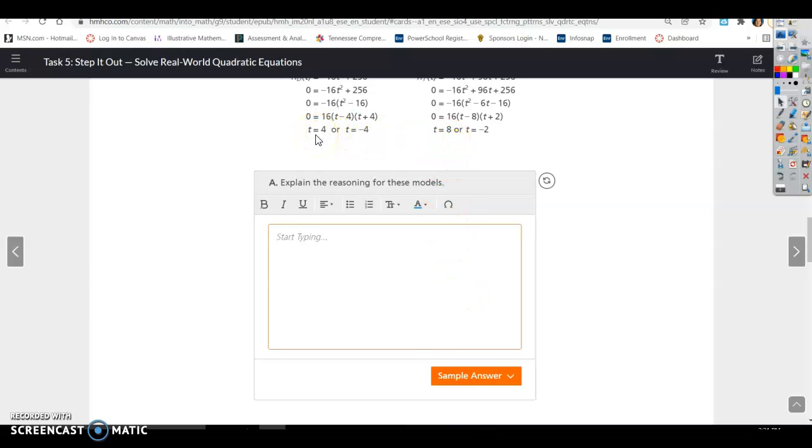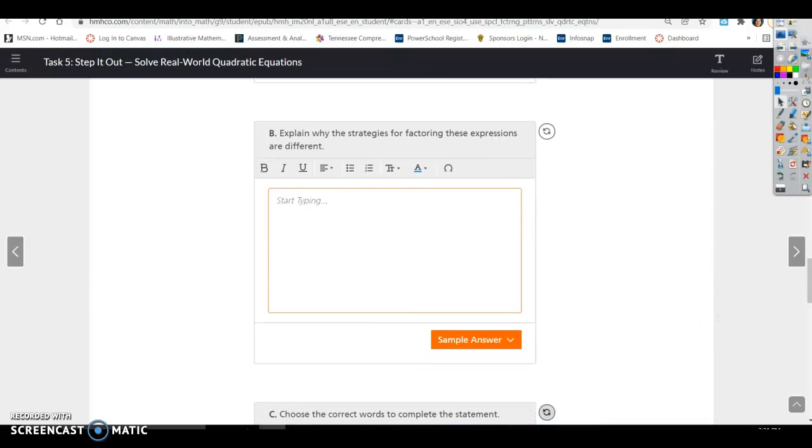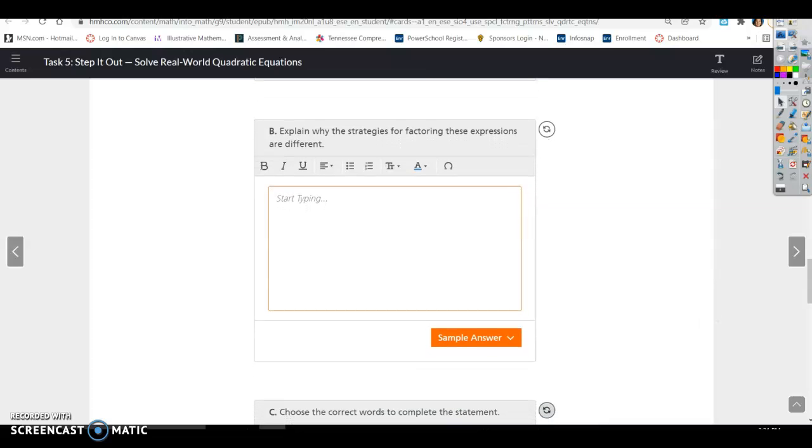So if he drops the pebble to the canyon floor, it's going to take 4 seconds. If he launches it up and it comes back down, it's going to take 8 seconds. All right, A part says explain the reasoning. I feel like I just did that, so if you need to pause it or rewind it and listen again, just look at the tabs at the top where it tells you what each part of the equation represents. All right, B part says explain why the strategies for factoring these expressions are different. One was a difference of squares and one was not, so you had to factor them in 2 different ways.